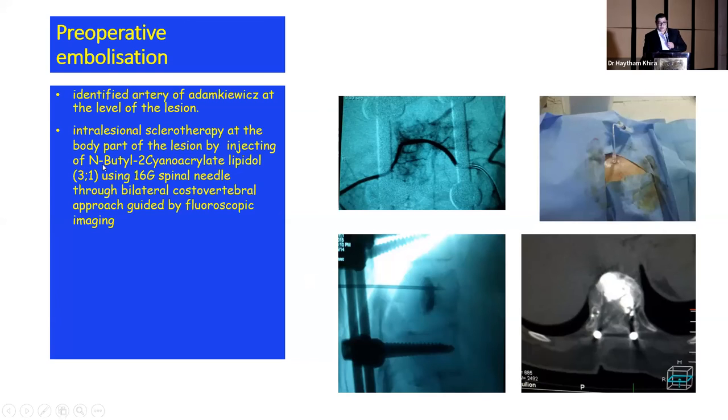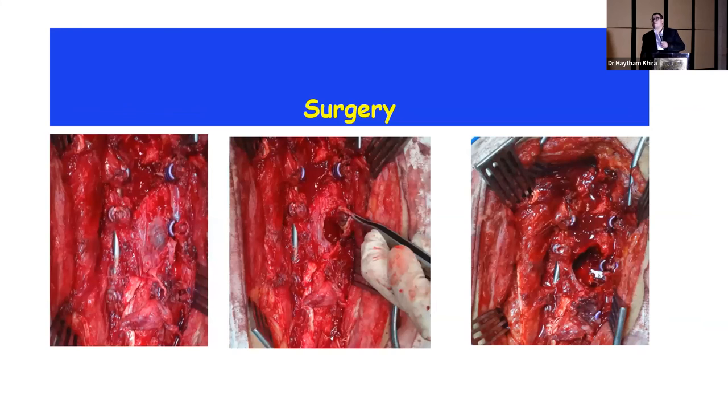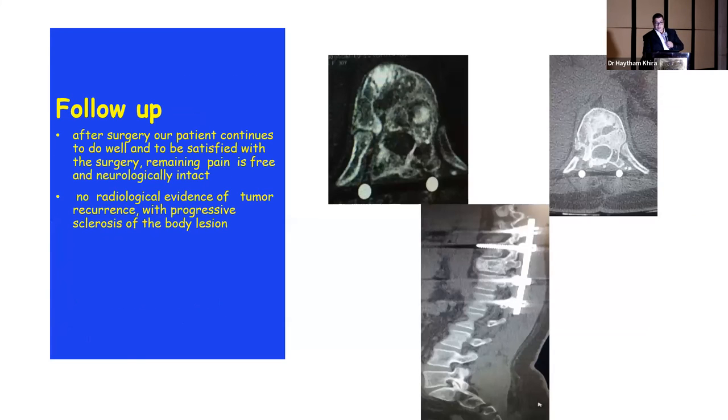N-butyl cyanoacrylate Lipiodol. It is used, but it is not FDA approved. So its application inside the vertebral body shows that it is doing something. Exactly. It replaces the bone. During the follow-up, as you can see in the CT, calcification, progressive sclerosis of the lesion, until it became completely ossified.